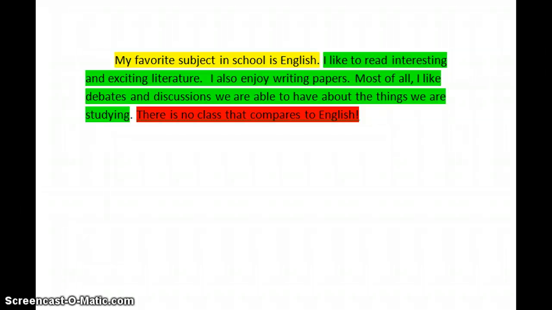Okay, so we see this paragraph does have a beginning, a middle, and an end, and I've highlighted the beginning in yellow. My favorite subject in school is English. That's our topic sentence, so it lets us know this whole paragraph should be about my favorite subject in school being English. Then we have sentences about liking to read literature, writing papers, and debates and discussions. These are what would be classified as general statements. We don't know much about the literature, writing papers, we don't know why they like these things, so they're pretty general, but there's three of them here, which is a good start.